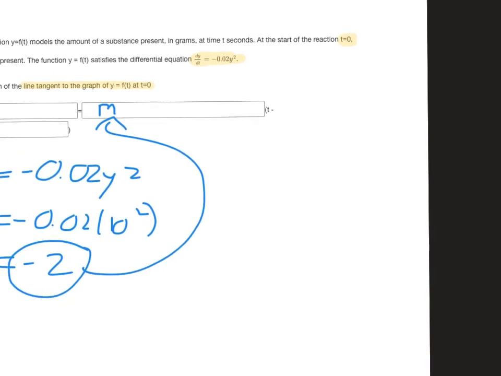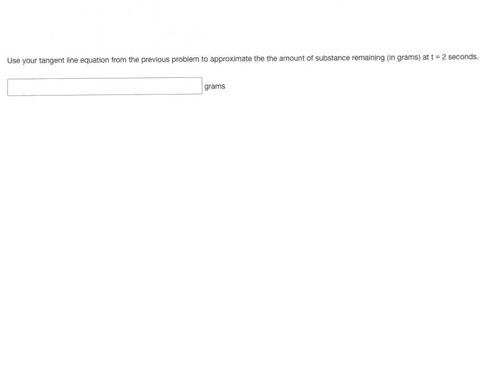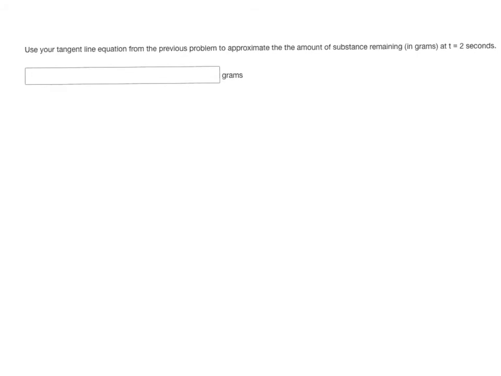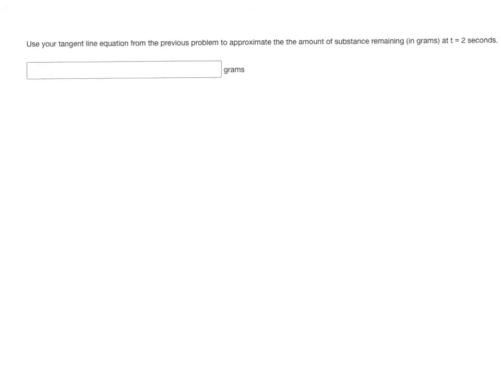Next question asked you to use that tangent line to approximate the amount of substance remaining at t equals 2 seconds. So our tangent line again was y minus 10 is equal to negative 2 times t minus 0. And to approximate the amount when t equals 2, sorry, I did it again there, I just default to x. This should be t minus 0. Hopefully that didn't throw you off.